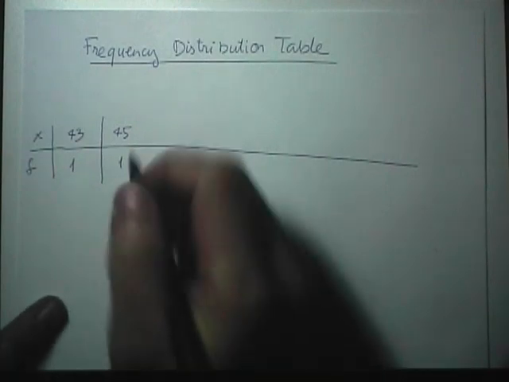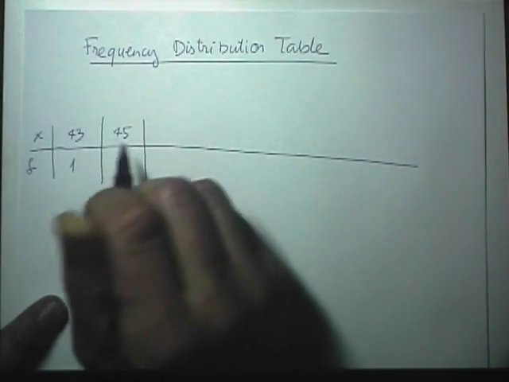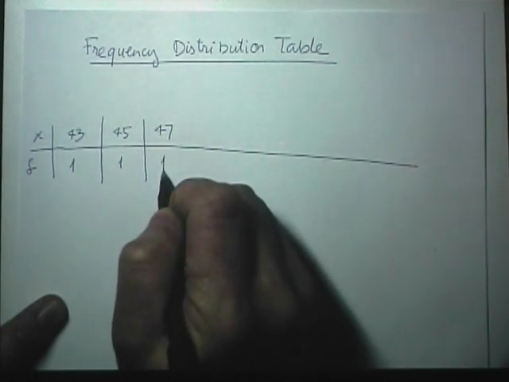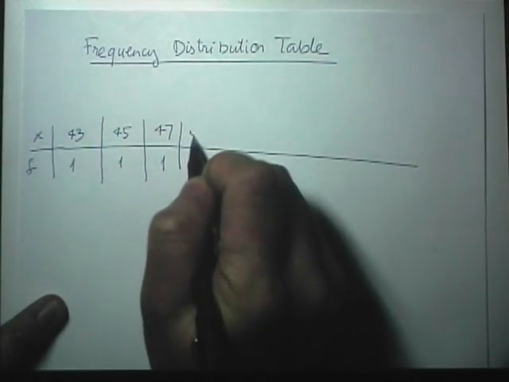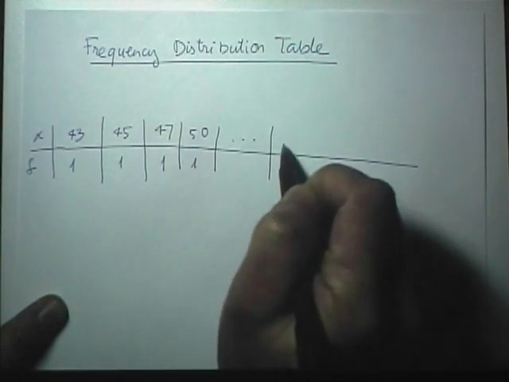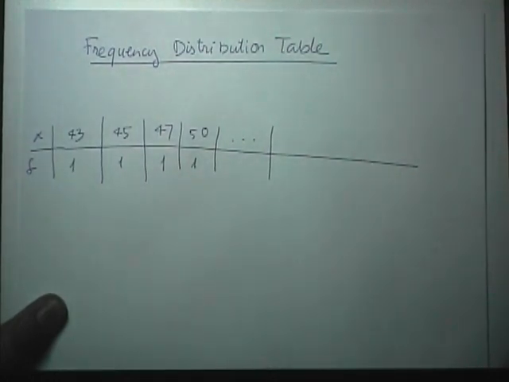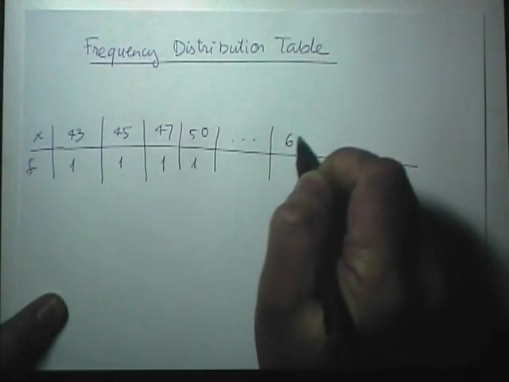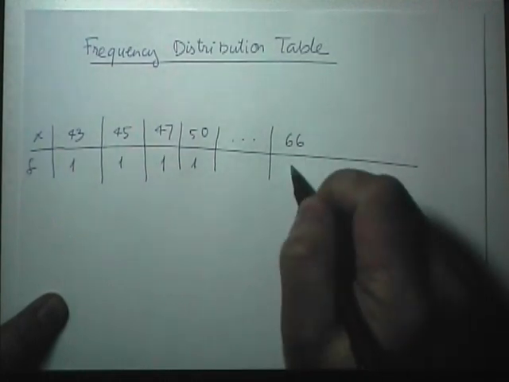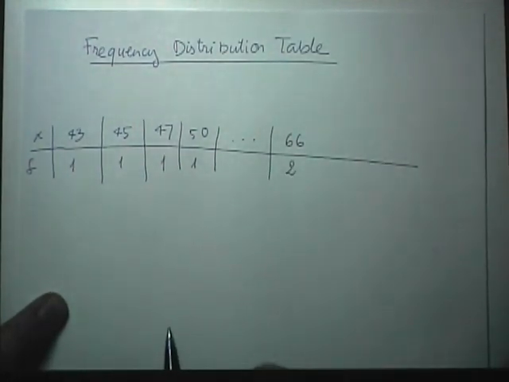Now, you can continue on with this table. Next I have 47, right? And once again, you can see that there's only 1, right? And then for 50, there's only 1 again, right? And you can continue on with your table, keep going on. And then, let's say, on the same data set, let's say 66. How many 66s are there? There are 2 of them, right? So I'm going to write 2 this time. Okay, I'm going to write 2 for 66.